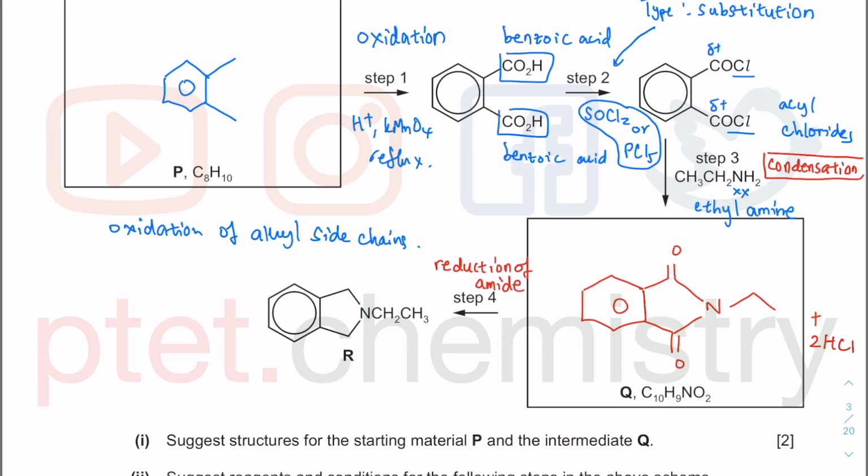And to reduce amide is in the A2 syllabus under amine and amide chemistry. You need things like LiAlH4, lithium aluminium hydride. You do this in dry ether and you reflux that.